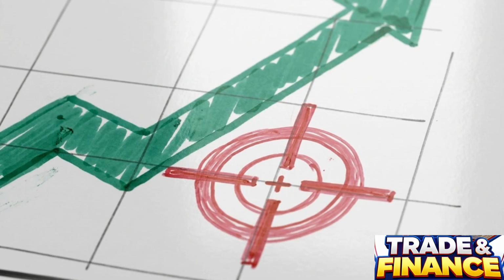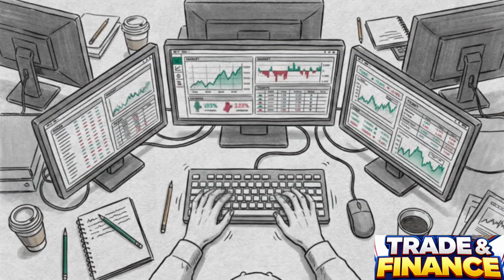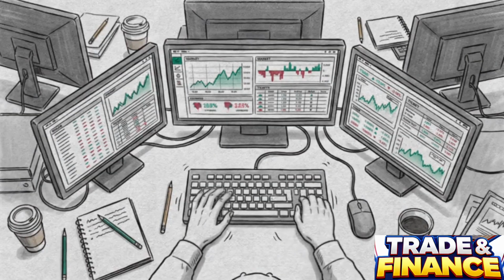The reason for this specific pattern is often liquidity hunting. As a price rises, early buyers set their stop losses just below the recent lows. The market often pulls back specifically to trigger these sell orders, creating a temporary dip. When those stops are hit, it creates a massive pool of sell-side liquidity.